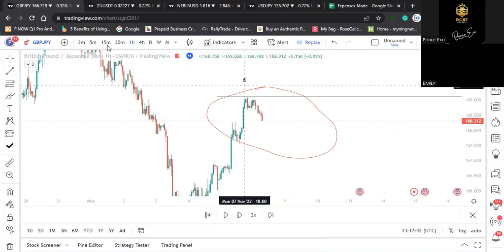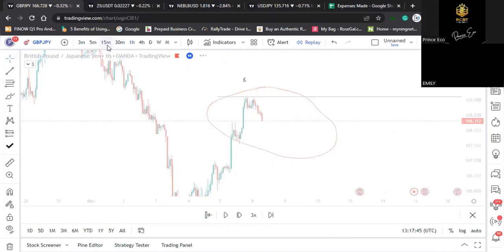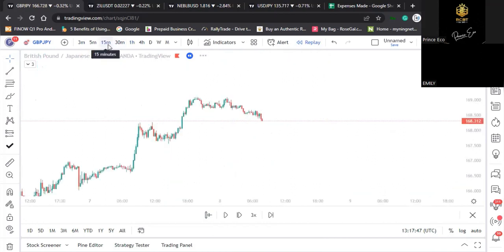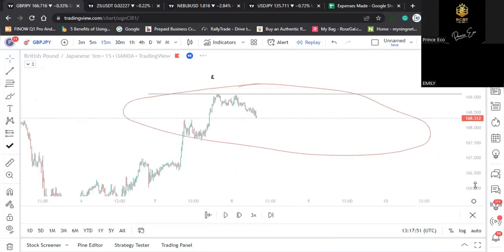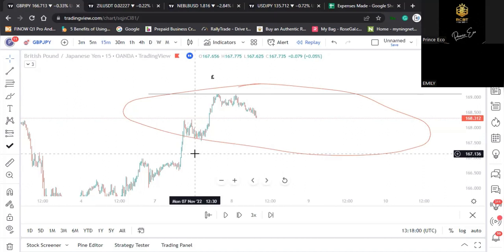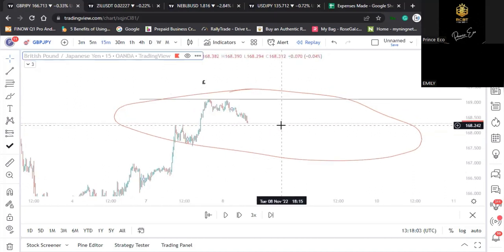As I've seen what this thing is doing, I'm scaling it down to the 15 minutes for a clearer view. If you're not seeing it clear on the lower time frame, go to the higher time frame and you will see it clear. And if you're not seeing it too clear on the higher time frame, go to the lower time frame and you see it clear. It's vice versa. So now this is what I would do as a person.